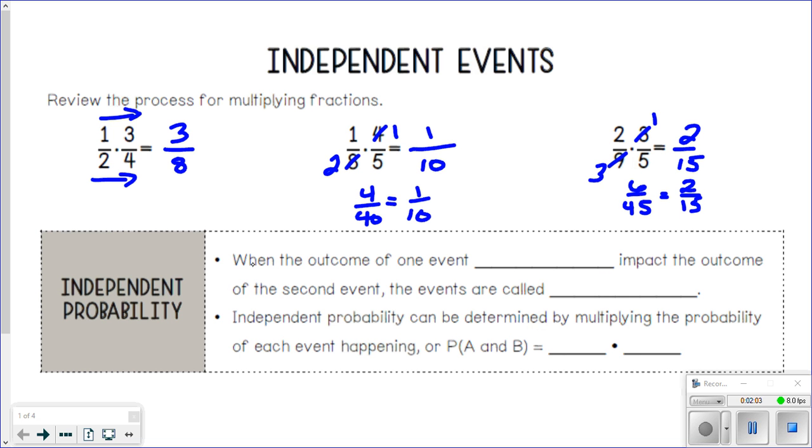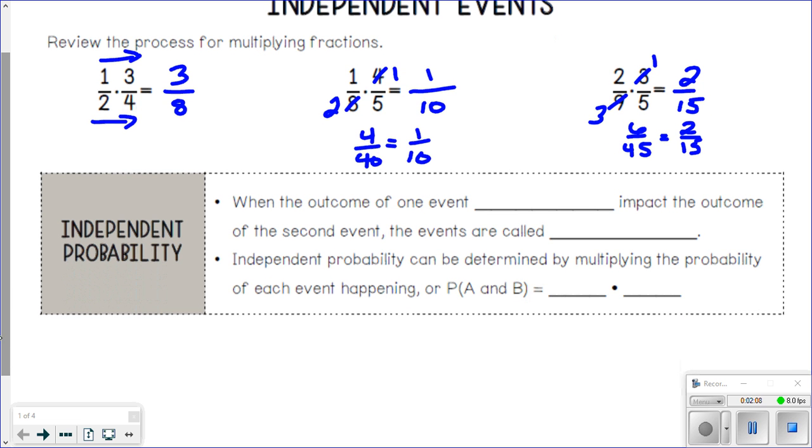All right, so independent probability. What makes something independent? When the outcome of one event does not impact the outcome of the second event, the events are called independent. So if you're independent, that means that you don't rely on anybody else. You rely on yourself. And so independent events are not affected by other things.